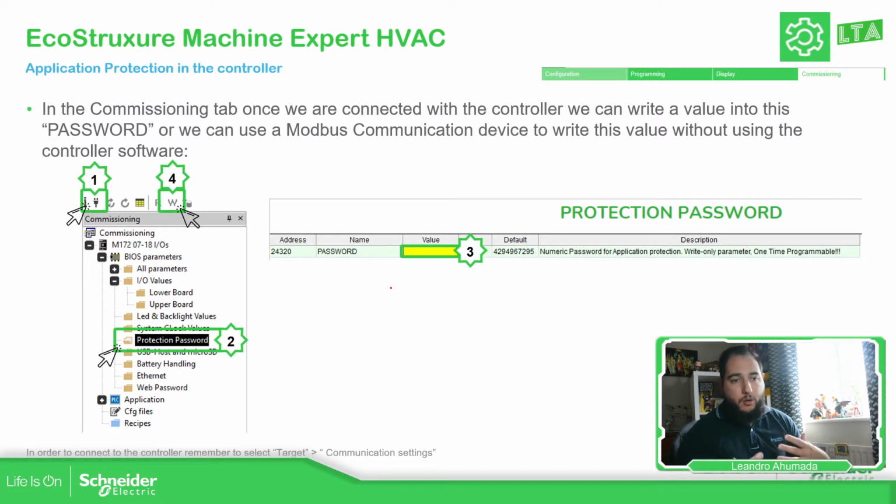The process in order to change this is, for example, you have already developed the program, and you have the empty controller. The first thing you need to do is go to the commissioning tab, select the communication, select the protection password, and select the field in order to enter the new password.